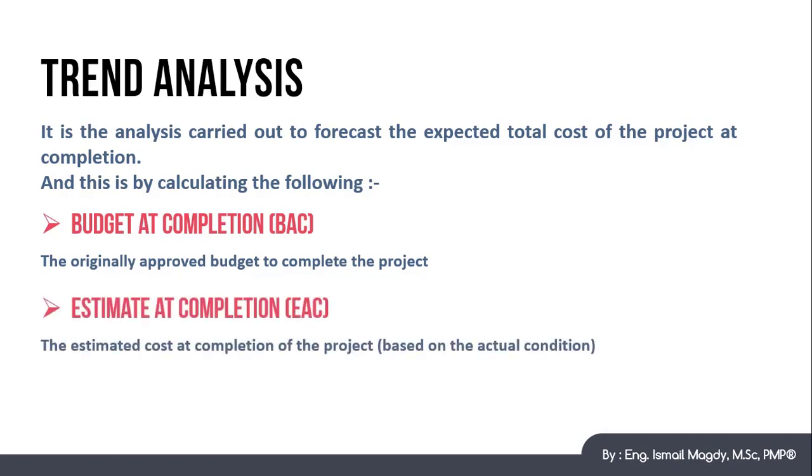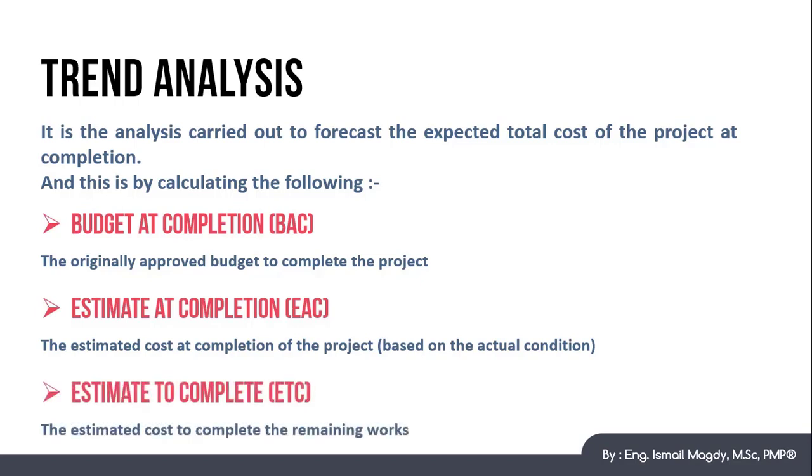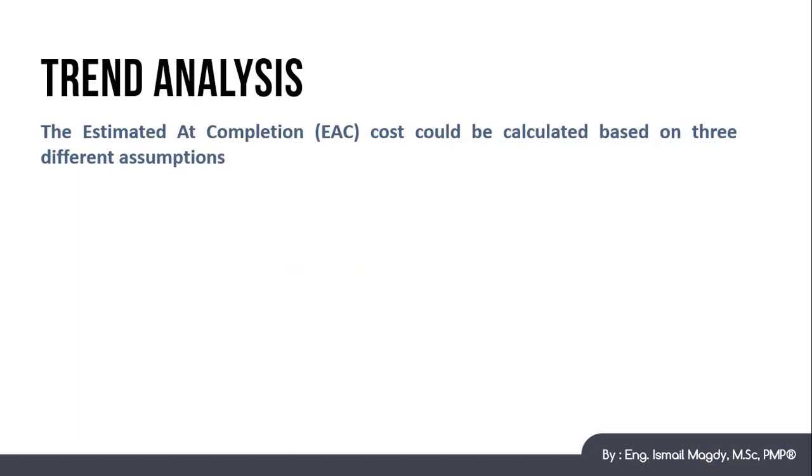Estimate at completion, which is the estimated cost at completion of the project, and it depends on the actual cost performance of the project. And finally, estimate to complete, which is the remaining cost to complete the works, and it depends on the estimated cost of the remaining works. We learned in this lecture that any project have a cost performance index, which is the CPI, and we learned how to calculate it.